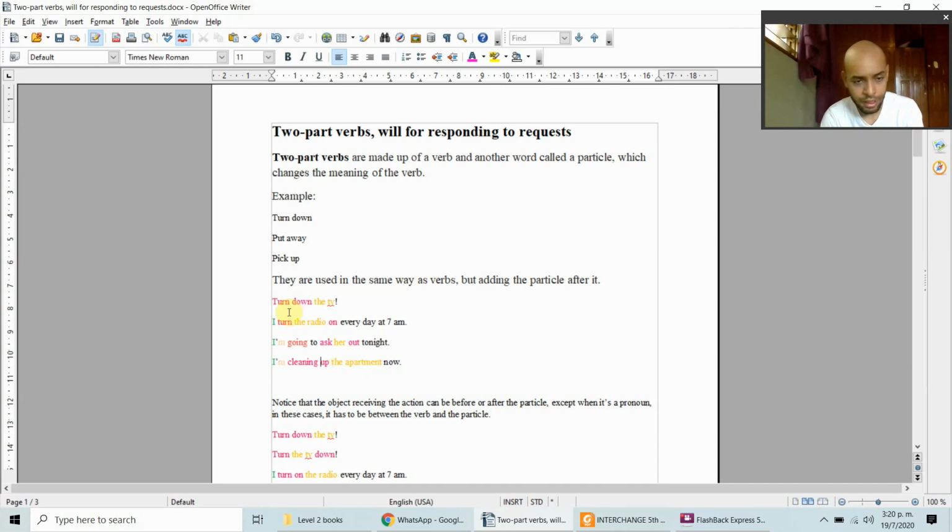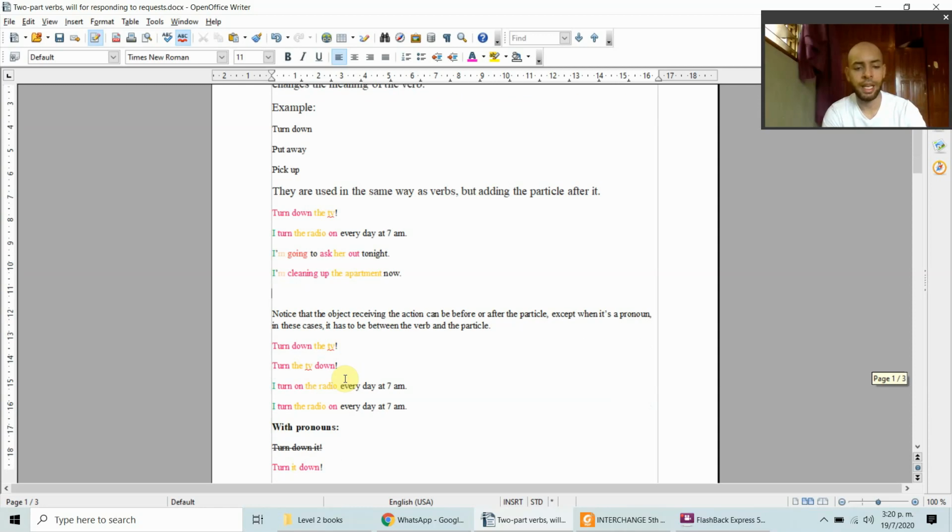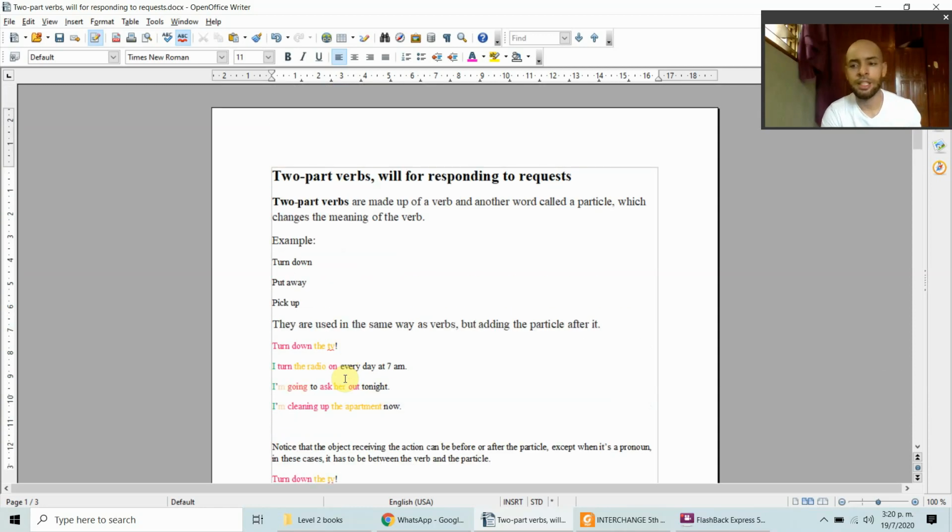For example, let's take a look. Here we are using the verb in an imperative sentence. Here you are using the verb in the simple present. Here we are using the verb as an infinitive. And here we are using the verb in the present continuous. The two-part verbs can take the form of any tense.